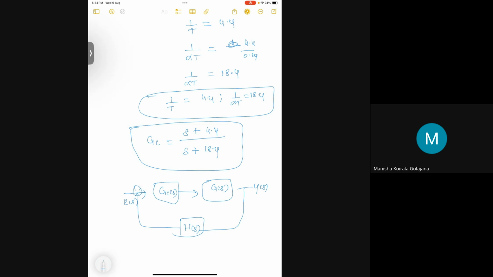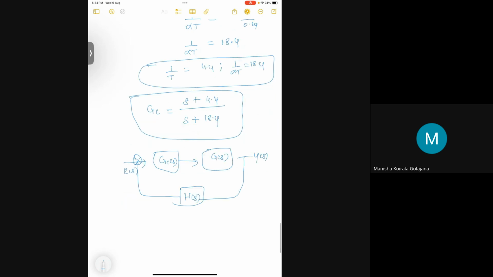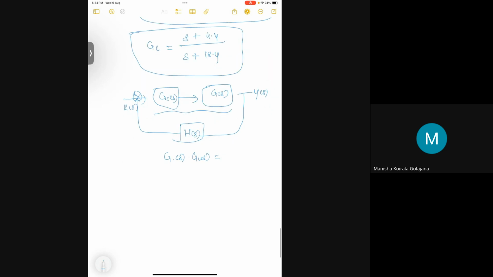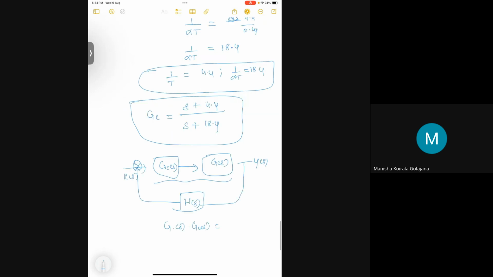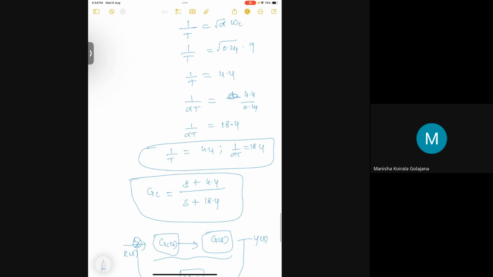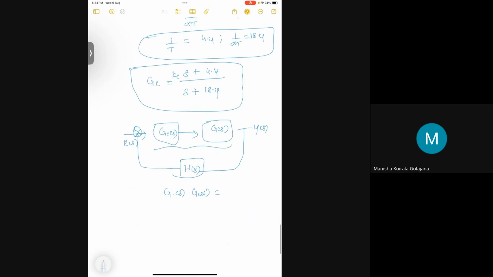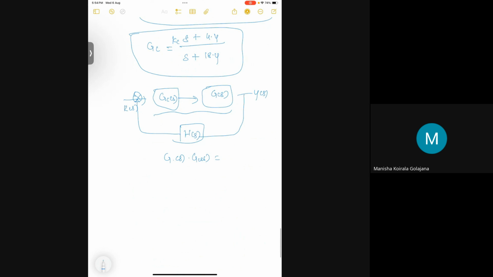So you go back, there will be some summation. You are going to find this G into GC. You are going to replace your G with this G into GC. So for that you need to find the gain value also, right? Sorry, I missed this. There must be some gain values, KC. So you have to find that K value.